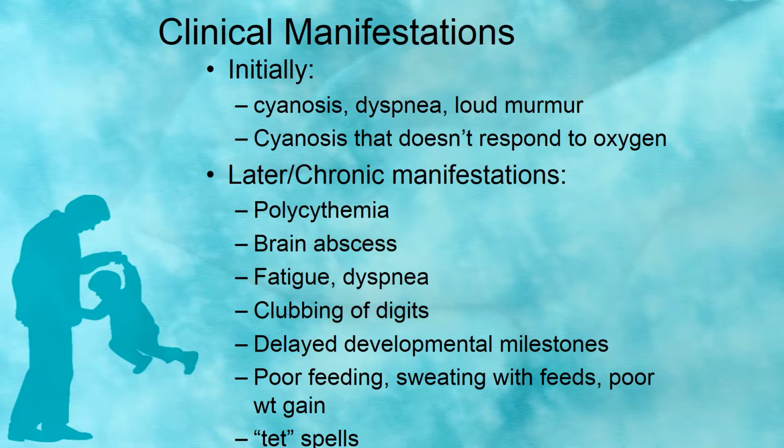Okay, so trying to talk about clinical manifestations. We kind of have to do initial ones and then later ones. Initially, cyanosis occurs when the PDA closes because it causes hypoxemia. Skin may be very ruddy or mottled before the cyanosis sets in. Children may have dyspnea and they're going to have a loud murmur. They're going to have cyanosis that does not respond to oxygen.